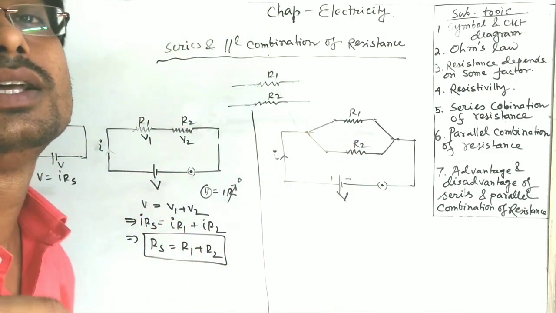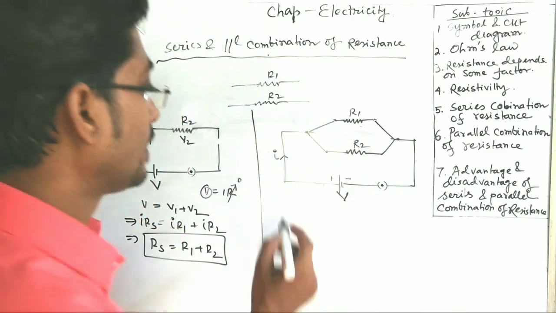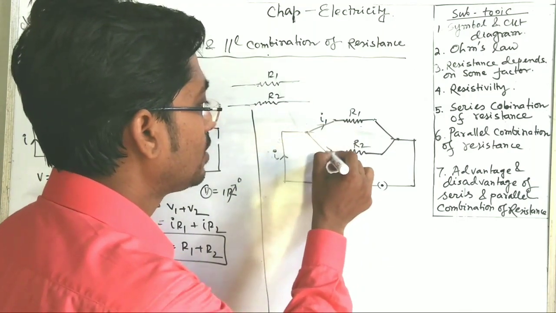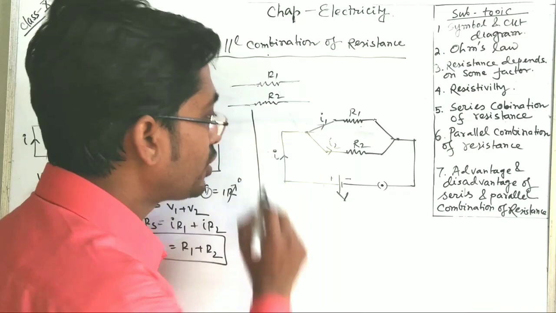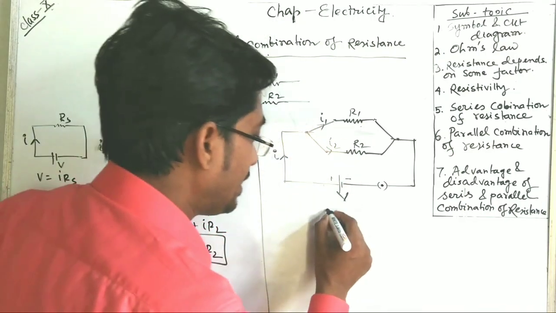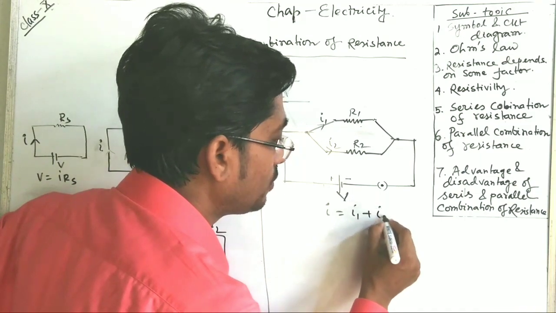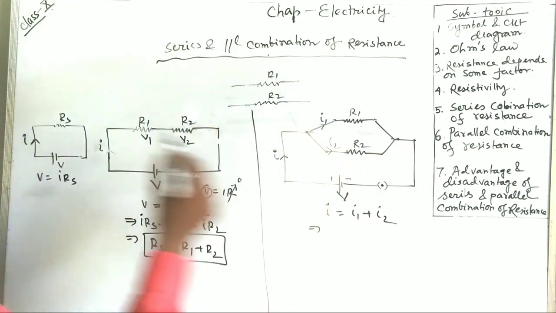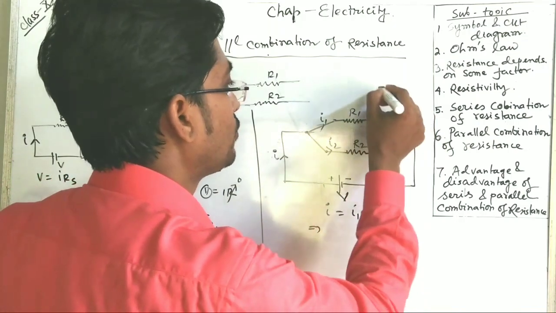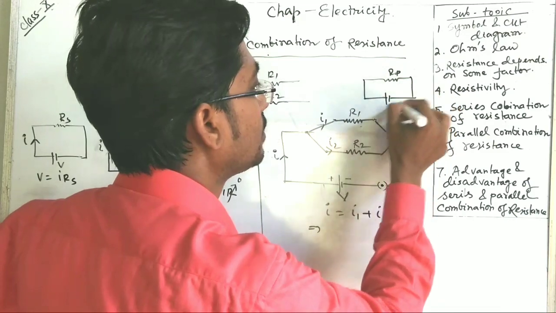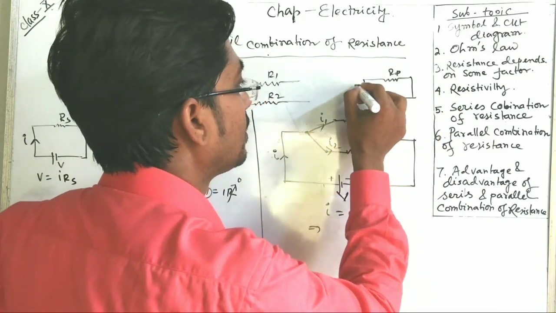So what changes here? The current changes. You see, this is the current. Some current will flow inside this branch, and some current flows inside the other. So in this equation, I will be equal to I1 plus I2. What will be the equivalent resistance of this circuit? Suppose this is the equivalent resistance. I am drawing it once again: that is Rp, and this is V, and the current flowing is I.